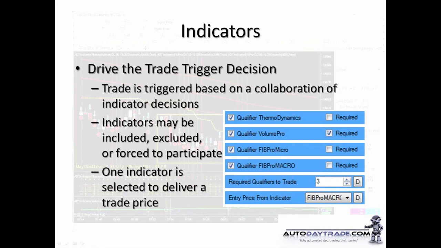The picture here says, in essence, use trade decisions from all 4 available indicators, as shown by the checkbox before each one, where only 3 of them are required to agree, as indicated in the required qualifiers to trade field. But one of the 3 must be the volume indicator. And when a decision is reached, ask the FibPro macro indicator for a price at which to enter the trade. Pretty cool, huh? This allows the ultimate in flexibility and accuracy in defining how your robots enter trades.